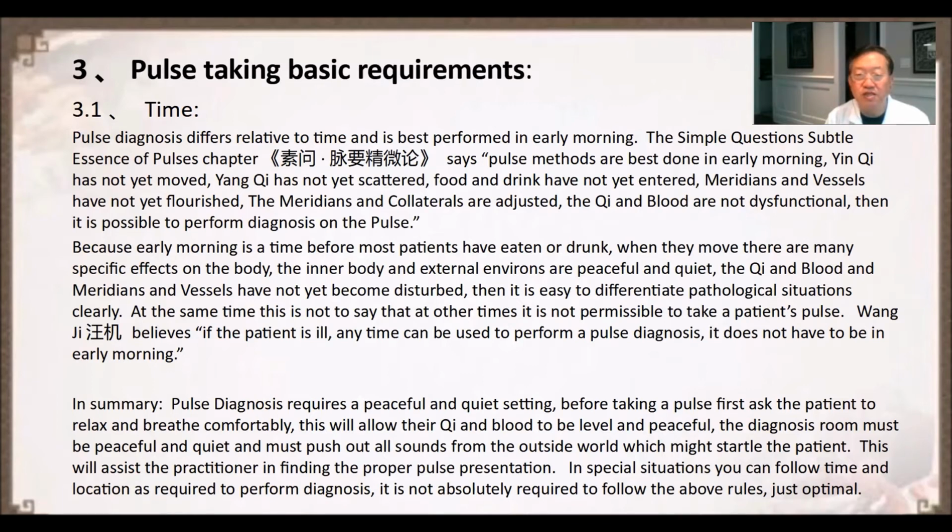Before taking a pulse, first ask the patient to relax and breathe comfortably. This will allow their qi and blood to be level and peaceful. The diagnosis room must be peaceful and quiet, and must keep out all sounds from the outside world which might startle the patient. This will assist the practitioner in finding the proper pulse presentation. In special situations, you can follow time and location as required to perform pulse diagnosis. It's not absolutely required to follow the above rules, just optimal.